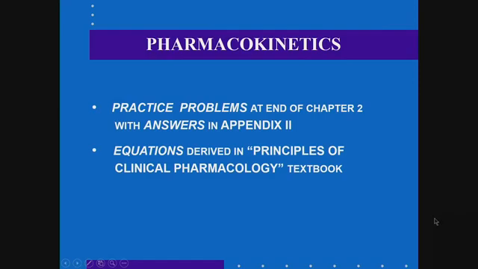So I will refer you to the practice problems that are provided at the end of chapter 2 in our textbook, with answers provided in appendix 2, so that you can practice and become comfortable with these concepts. All the equations that I have shown are derived again in the relevant chapters in the textbook. And that will conclude our discussion today.